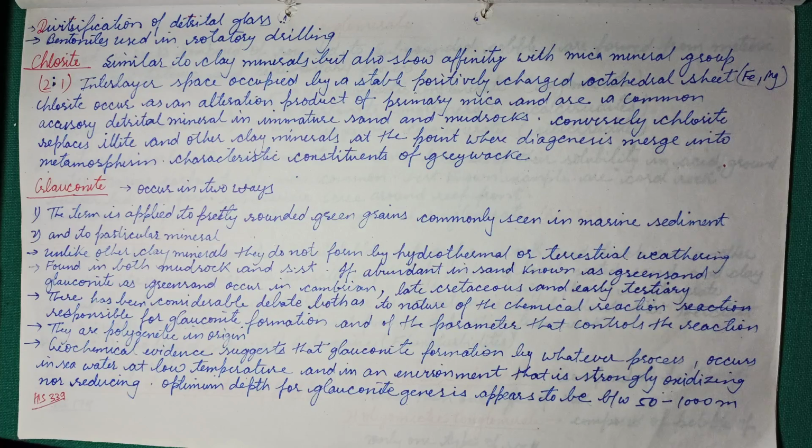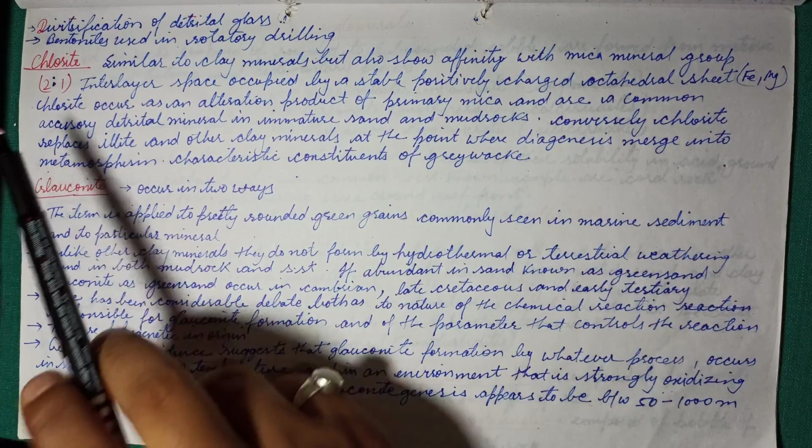Again, chlorite is similar to clay minerals. Okay, chlorite, we have learned earlier, they have a different mode of formation. Which ones? The chlorite and glauconite have a different mode of formation, but the atomic structure and the composition are similar to the clay minerals. Therefore they are grouped in the category of clay minerals. So chlorite, yes, this one is similar to clay minerals, and they show affinity with the mica minerals. They have the affinity with the mica minerals group. Okay, and what is the configuration again? 2:1.